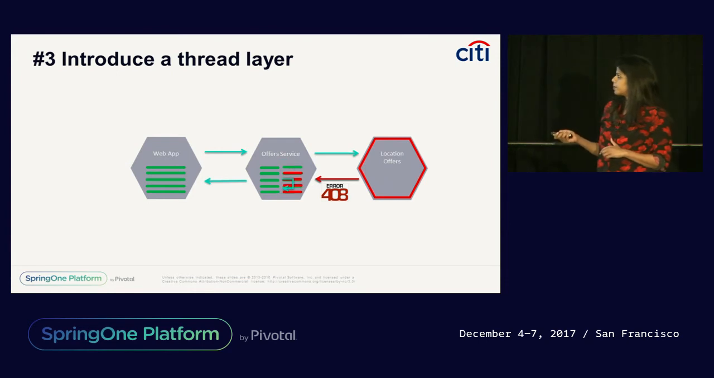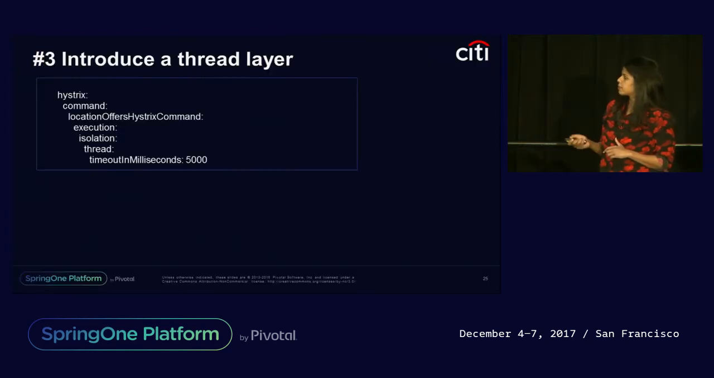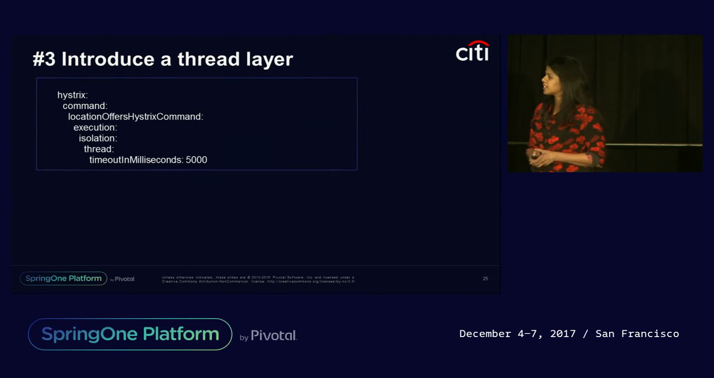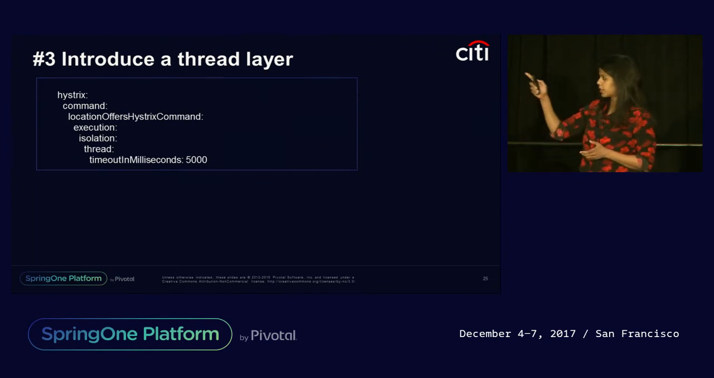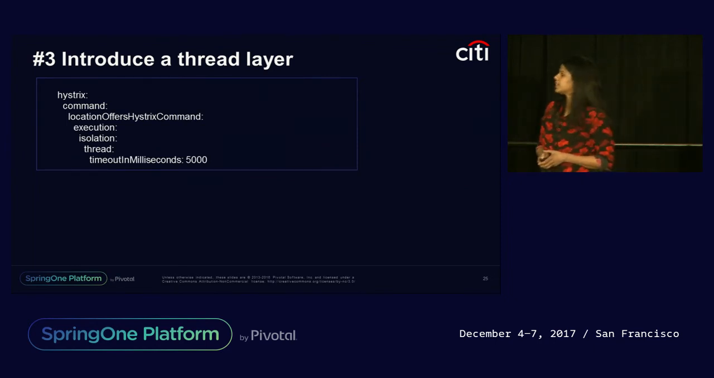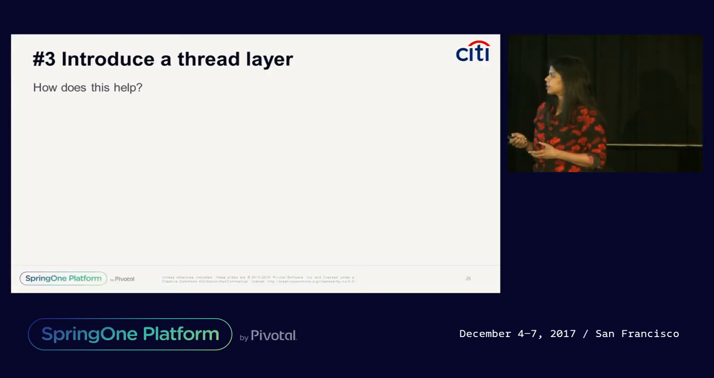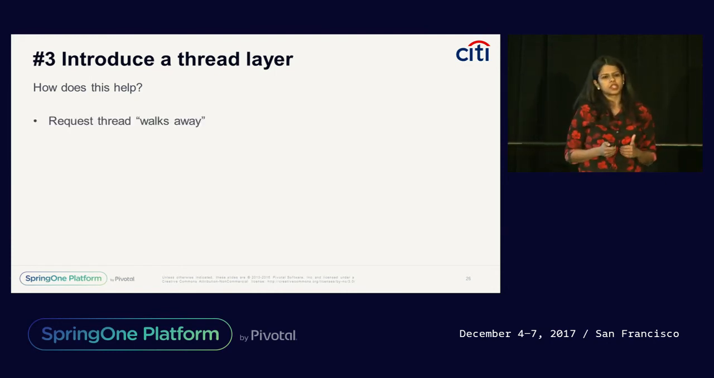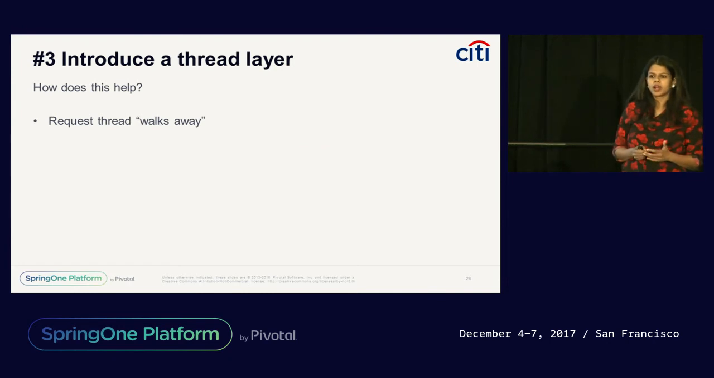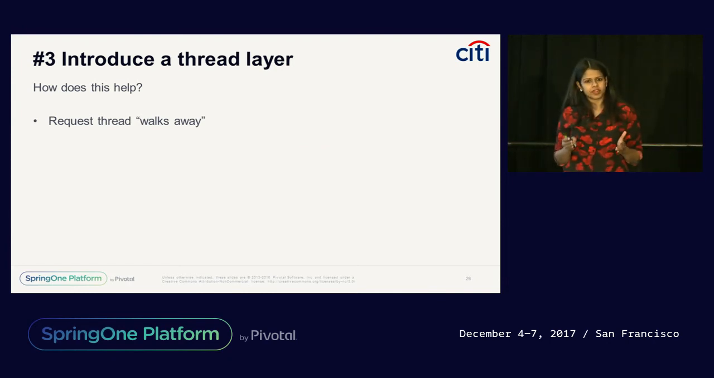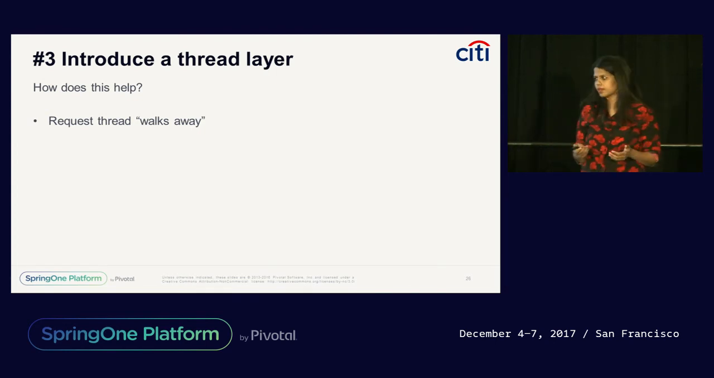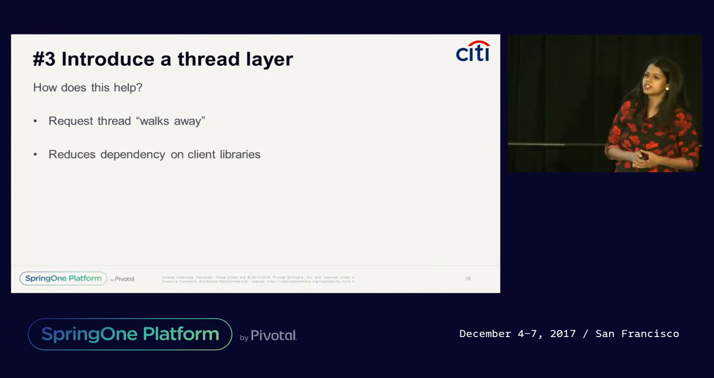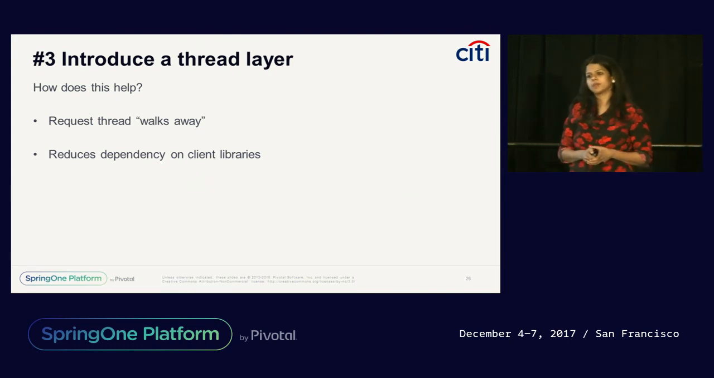The way to implement this is by providing a setting called execution isolation thread, also associated with the same Hystrix command, and a timeout period in milliseconds. So how did this help? By enabling our request thread to walk away, we've been able to keep an always available pool of threads to serve incoming requests and prevent a scenario where all our threads are blocked. And also, we've been able to remove dependency on client libraries.